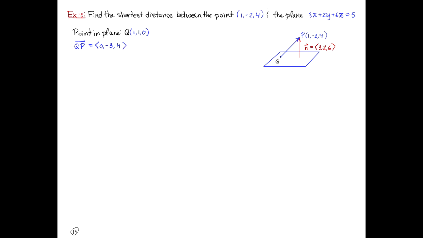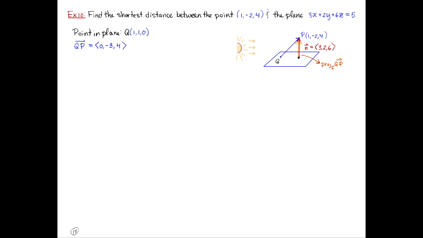If we look at the projection of the vector QP onto the normal vector n, then that projection vector is going to look something like this. If I can sketch it in quick for you. And so the distance between the point in the plane and our given point P, that shortest distance is now going to be the magnitude of the projection vector. So in orange here, that was our projection vector of QP onto our normal vector n.